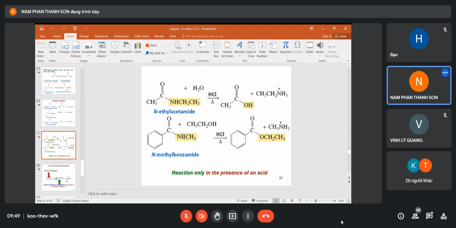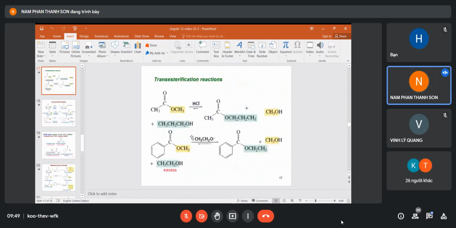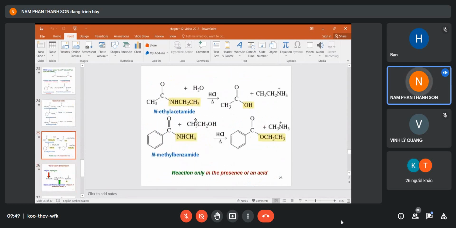You can have something like the trans-esterification reaction. For the trans-esterification reaction here, this ester with a new alcohol, this alcohol will replace this alcohol. The blue will replace the yellow. Here we have the same thing, just replace the oxygen by the nitrogen. So if amide with alcohol, this one will replace this one. Then we have ester, but you need to heat it up to very high temperature.